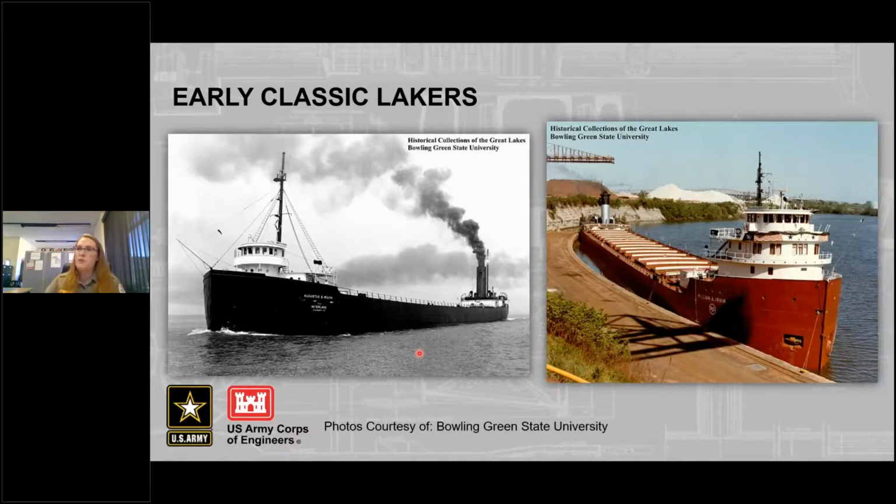So here we have some early classic lakers, the Augustus B. Wolvin, built in 1904 on the left, and on the right we have the William A. Irvin, built in 1938. These classic lakers follow the R.J. Hackett's design, having a rear superstructure and engine located in the stern, and then having a pilot house with more accommodations located at the bow. But everything in between was specially designed for the cargo.